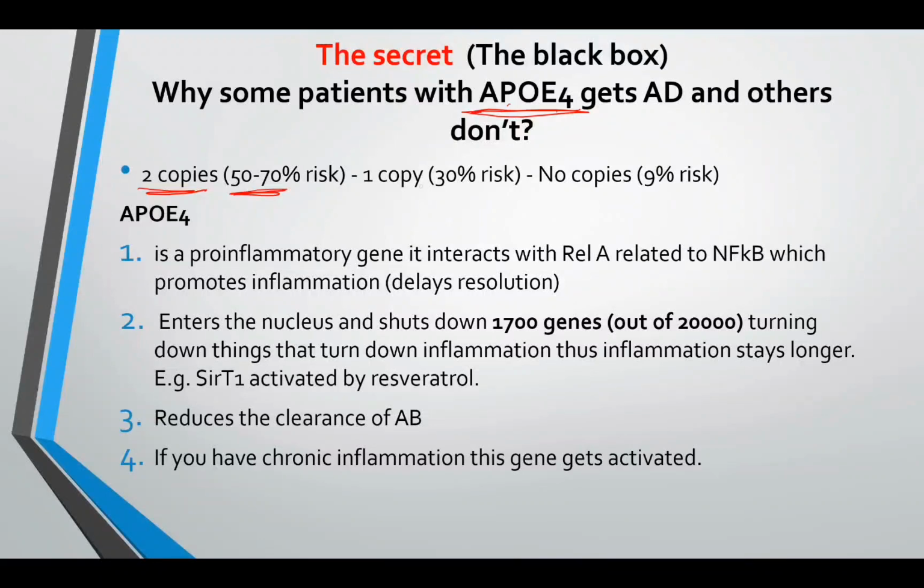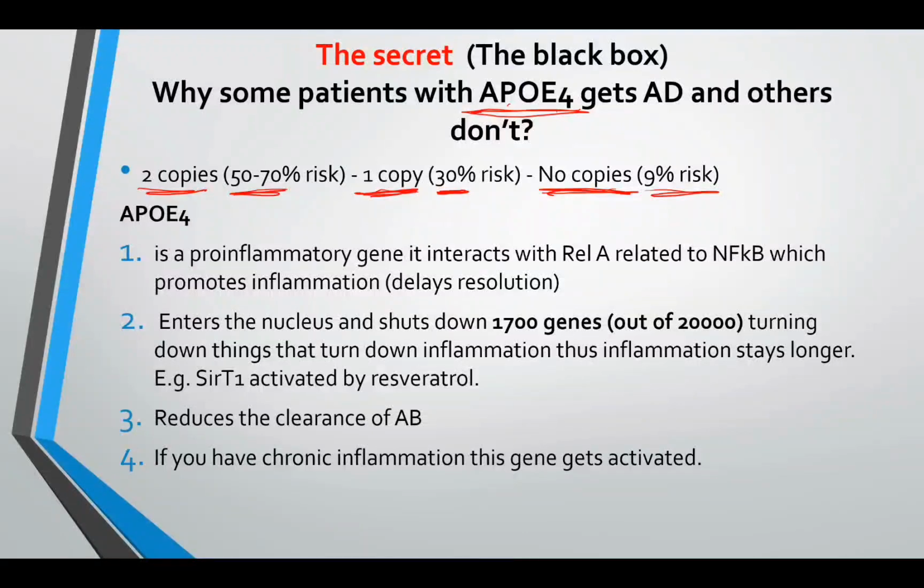But if you have only one copy, like one copy ApoE4 and the other copy is ApoE3, your risk of developing Alzheimer's disease is 30%. And if you don't have any copies at all, you still have a risk of 9%.